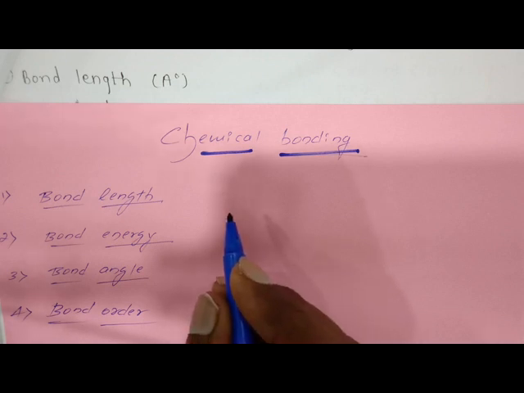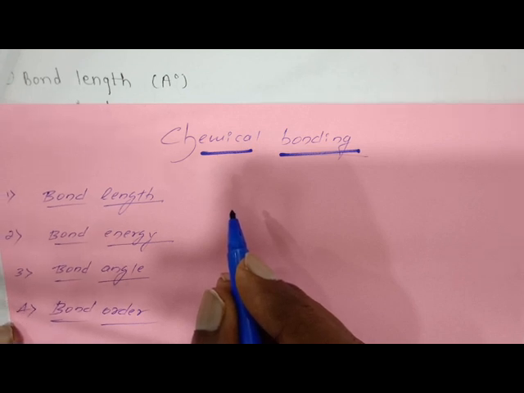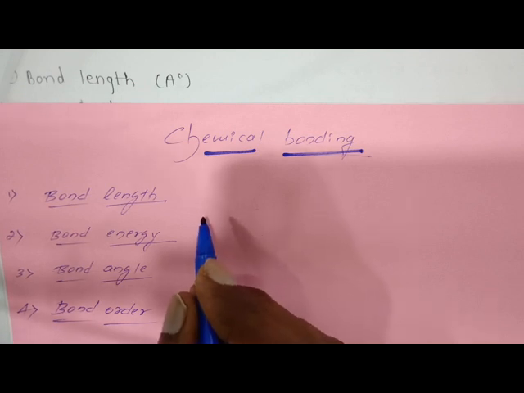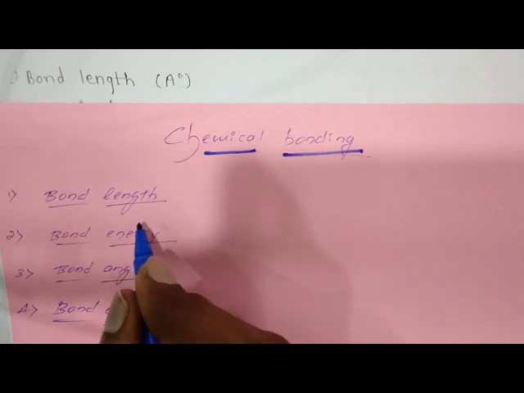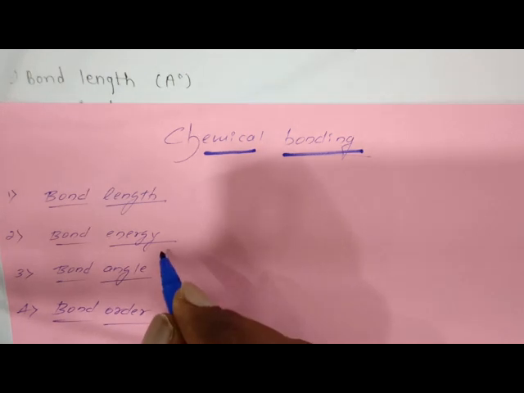Today we are going to see the lesson chemical bonding. Students, it is a very important lesson for JEE as well as NEET. So today we are going to cover the concepts bond length, bond energy, bond angle and bond order. We'll see them here one by one.